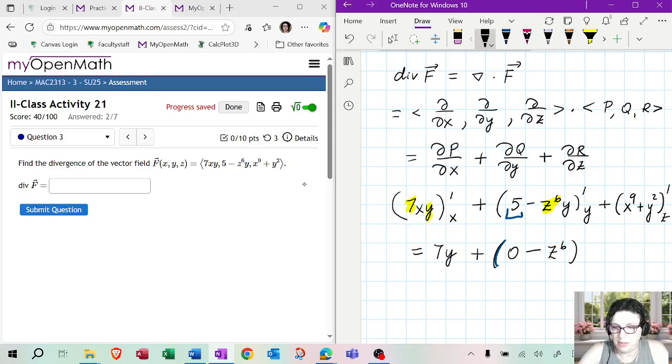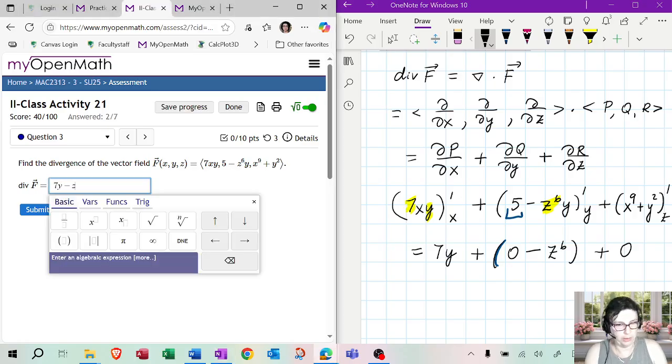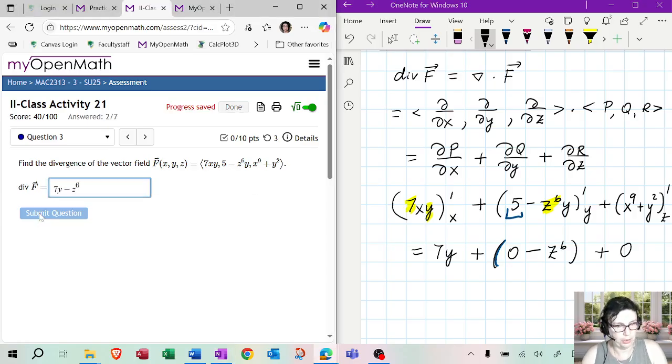Okay, what about this other one, the last one? Well, it doesn't have any z's in there, so that's just going to be 0. So in conclusion, we're going to get 7y minus z to the power 6 for the divergence.